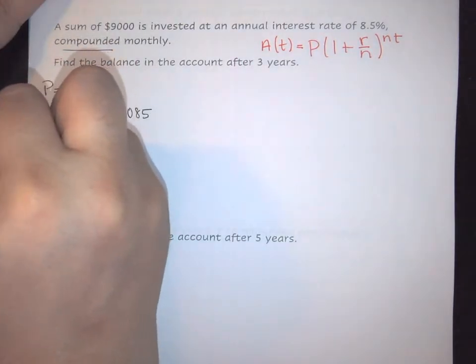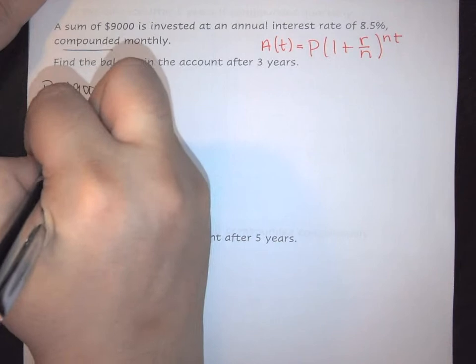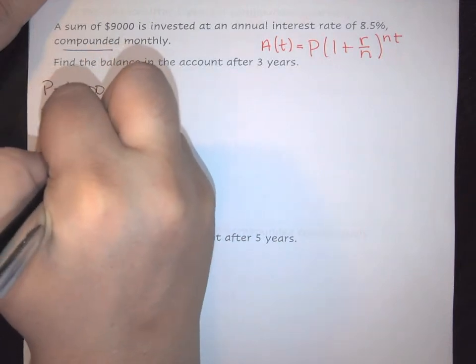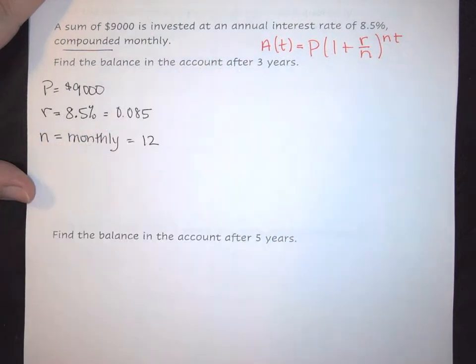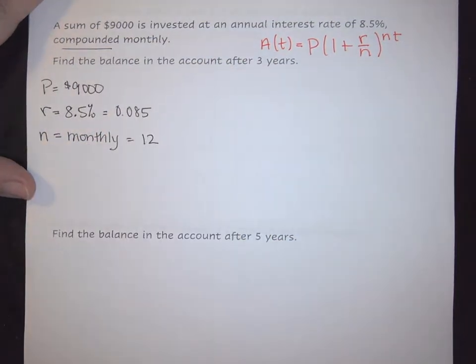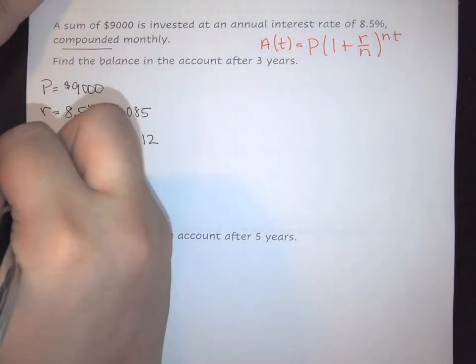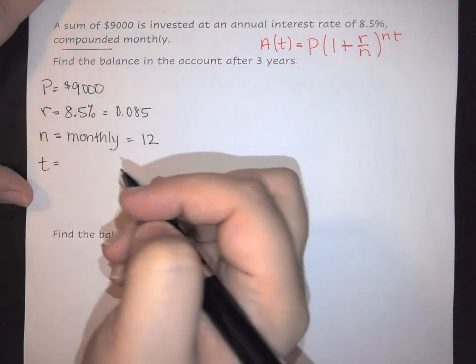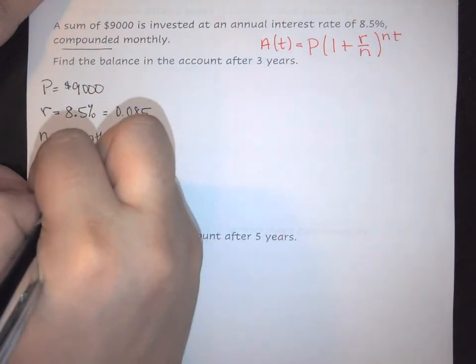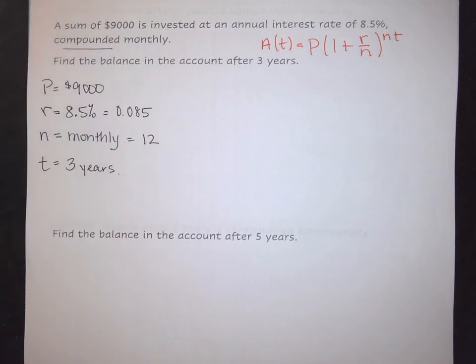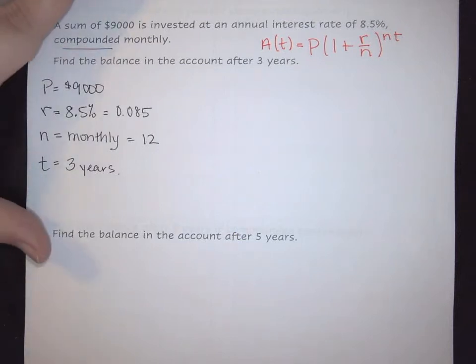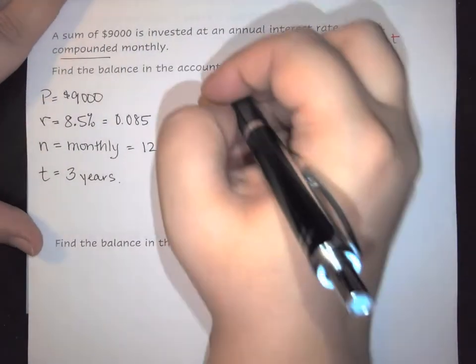And then we have n. n has to do with how you're compounded, and here we are compounded monthly. Well, that's an actual number. There are 12 months in a year, so n would be 12. Last we have t, and in this case we want 3 years. Now, when we're using the compound interest formula, t will always be in years. Once you have all your information, all you have to do is plug it in.